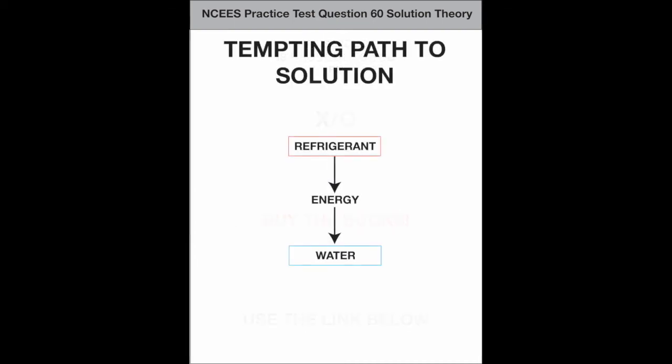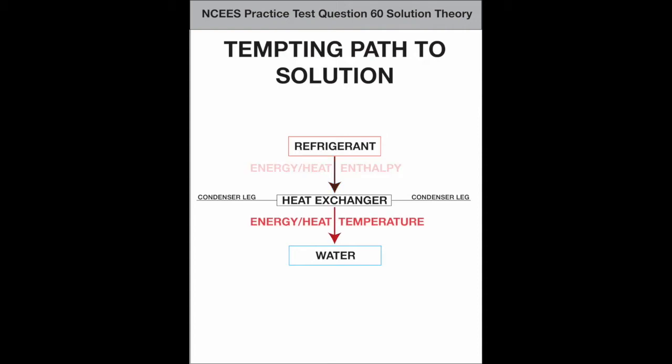The most tempting first path to solution is attempting to balance the energy moving out of the refrigerant with the energy moving into the water. The heat exchanger on the condenser leg is doing just that, exchanging heat. It takes heat in the form of enthalpy out of the refrigerant, and puts it into water in the form of temperature. The refrigerant is the hot fluid being cooled, and the water is the cold fluid doing the cooling.